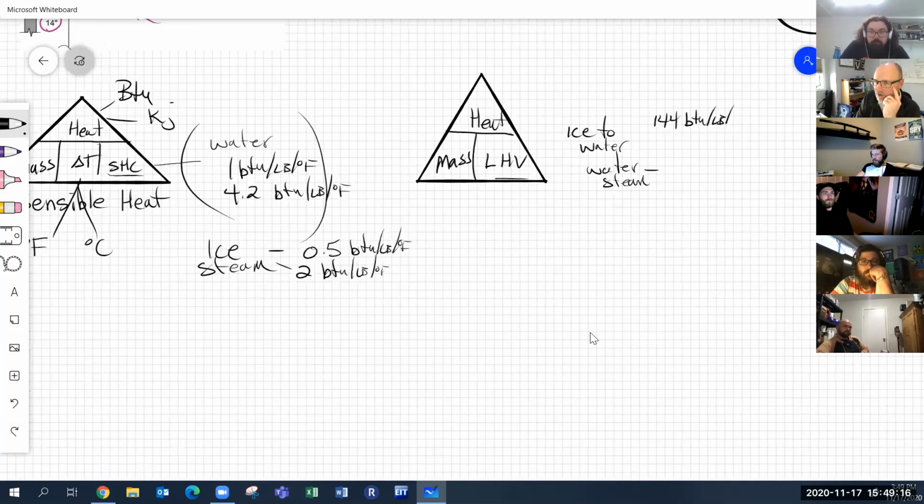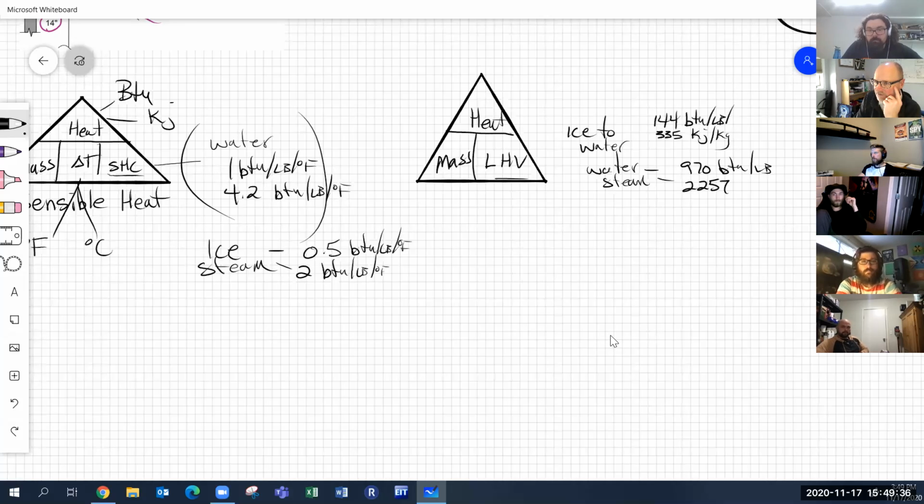oh, I should do a metric equivalent. The metric equivalent is 335 kilojoules per kilogram. Water to steam is latent heat of vaporization, condensation. That is 970 BTUs per pound, or metrically is 2257 kilojoules per kilogram.